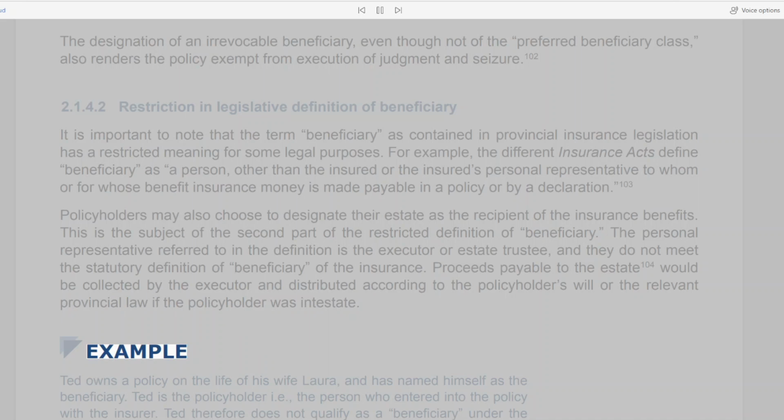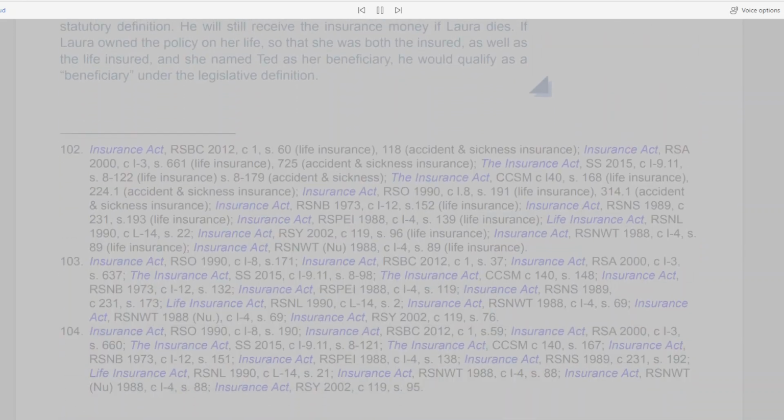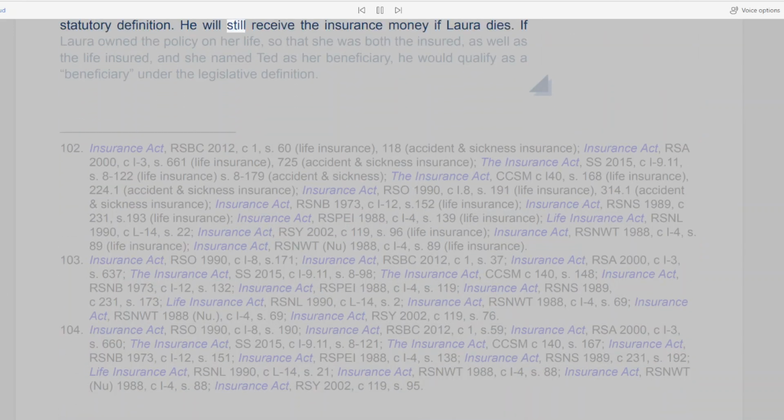Example: Ted owns a policy on the life of his wife Laura and has named himself as the beneficiary. Ted is the policyholder, i.e., the person who entered into the policy with the insurer. Ted therefore does not qualify as a beneficiary under the statutory definition. He will still receive the insurance money if Laura dies. If Laura owned the policy on her life, so that she was both the policyholder and the life insured, and she named Ted as her beneficiary, he would qualify as a beneficiary under the legislative definition.